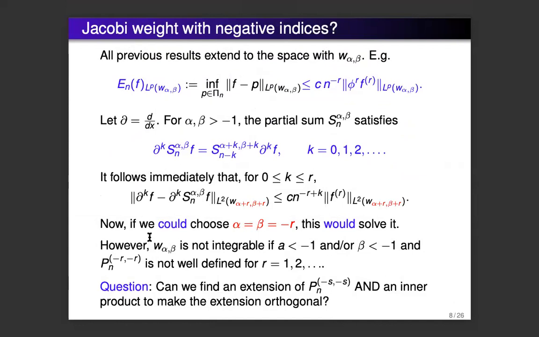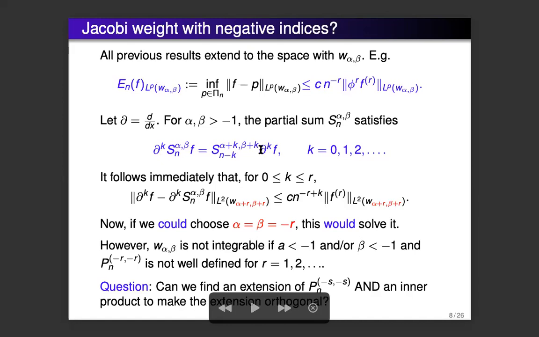For example, you can write down the partial sum with a weight W alpha beta instead, so everything holds. If you take the derivative d over dx of this partial sum, it turns out to be S minus K alpha plus K beta plus K, partial K of F. So your derivative somehow exchanges with this operator; the derivative goes inside.